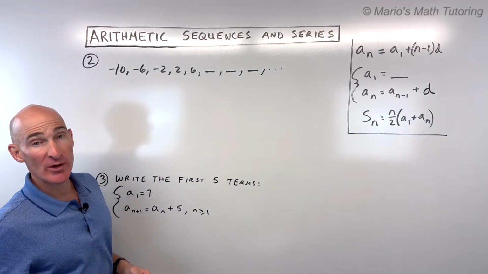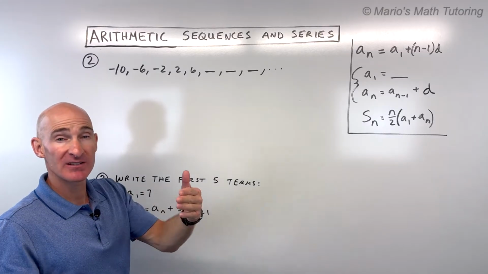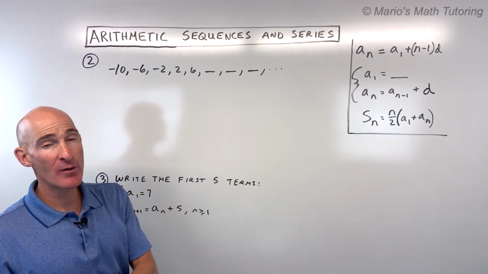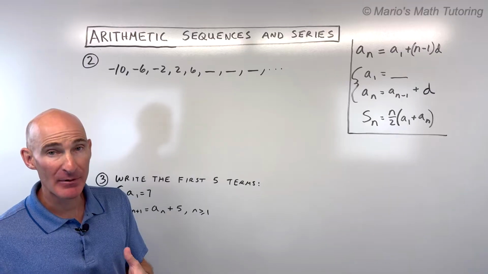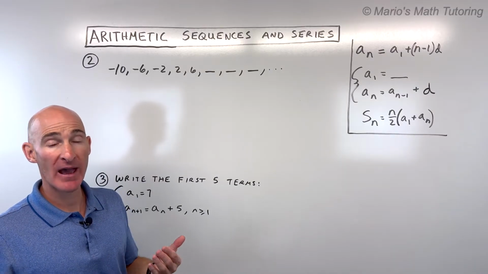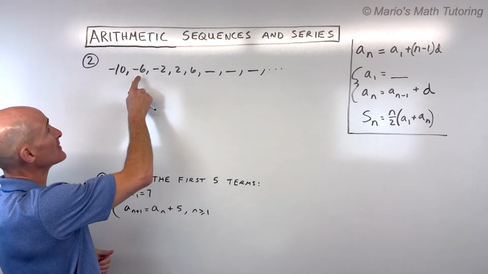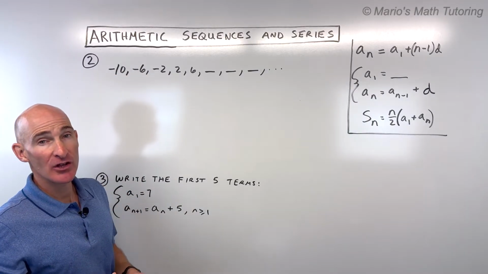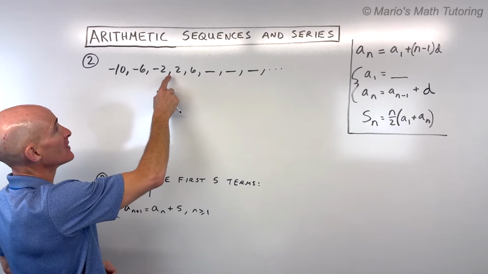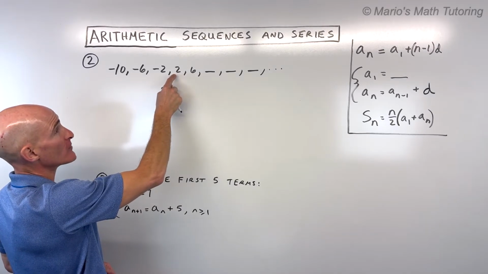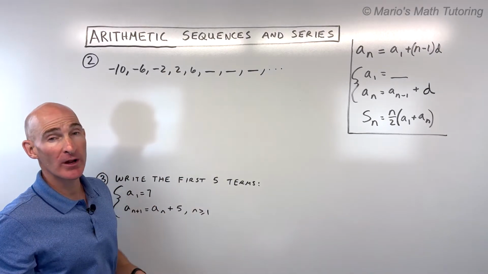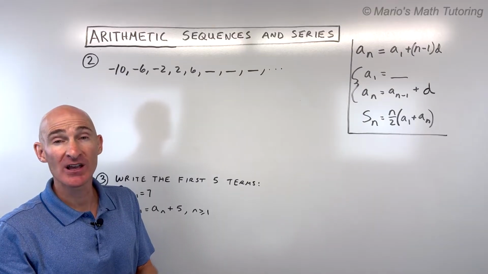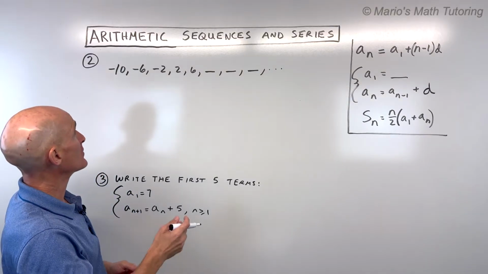The first thing I would do is analyze this and ask, is this an arithmetic sequence? Are we adding the same thing to get to the next term each time? Remember, that's called the common difference. Difference in math means to subtract, right? So if you take -6 minus -10, you get 4. Or if you take 6 minus 2, you get 4. If you take any number minus the one before it, you should get that common difference of 4 in this case.